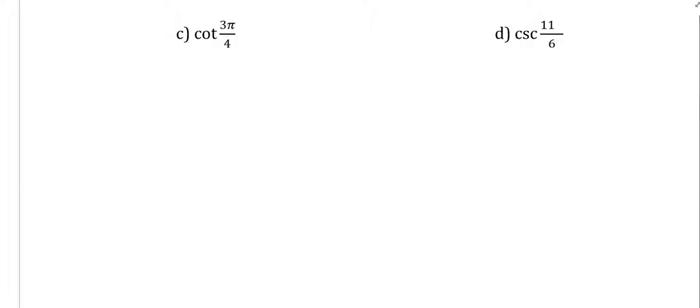What do we know about cotangent? Reciprocal of tan, very good. So obviously this is equal to tan of 4 over 3 pi, right? No, it's not. Are you kidding me? Oh my gosh. No.